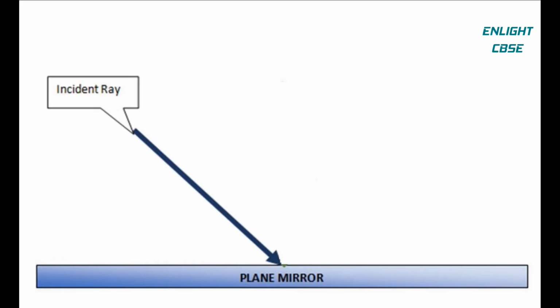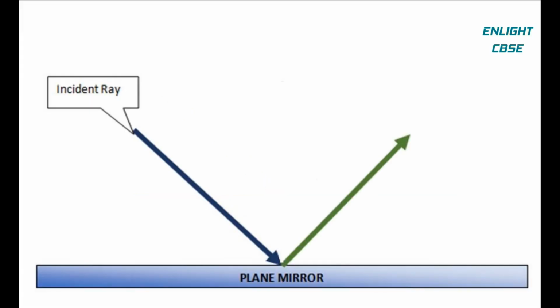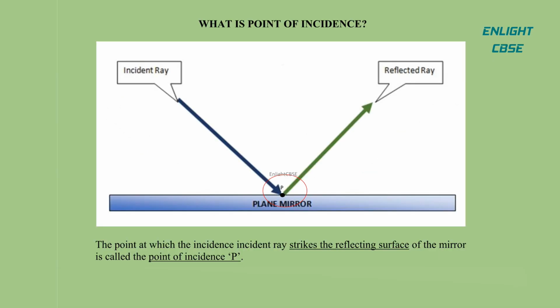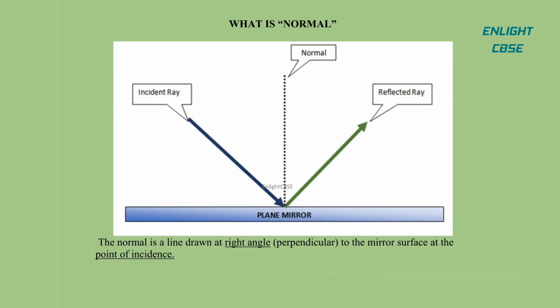What is an incident ray? The ray of light which falls on the mirror's reflecting surface is called the incident ray. What is a reflected ray? The ray of light which is sent back by the mirror is called the reflected ray. What is the point of incidence? The point at which the incident ray strikes the reflecting surface of the mirror is called the point of incidence P.